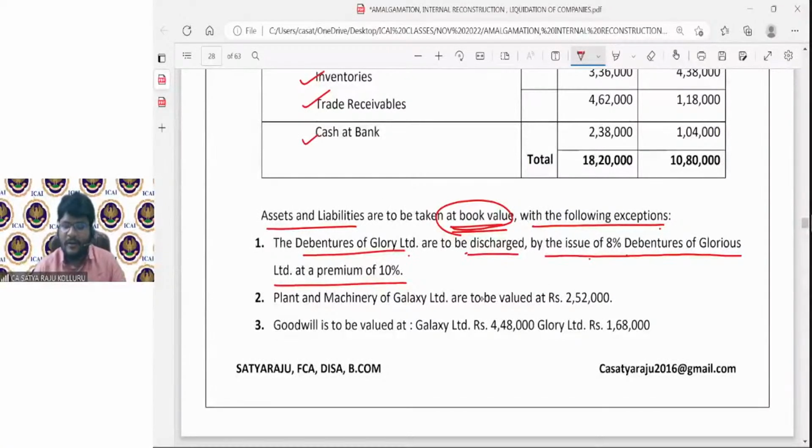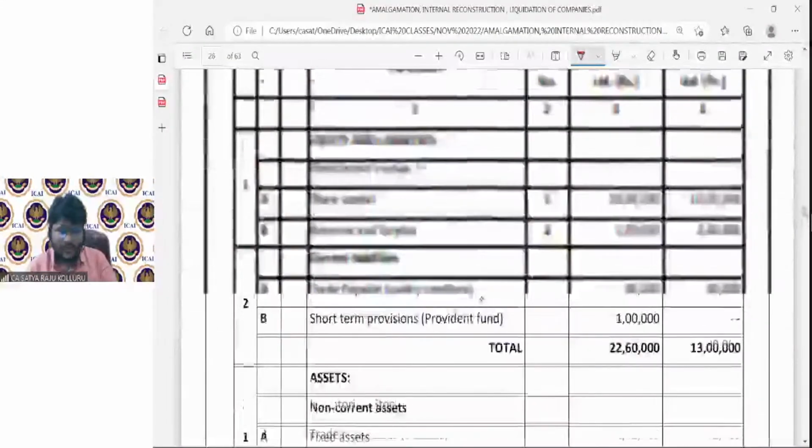What is the meaning of this sentence, guys? All of you, please understand. Discharged, this sentence was broken. By the issue of 8% debentures of Glorious Limited at a premium of 10% means whatever debentures are issued by the purchasing company, they are issuing at a premium. Issue at a premium. Discharge at par. If you check the same sentence in the last problem, where the problem is, just a moment.